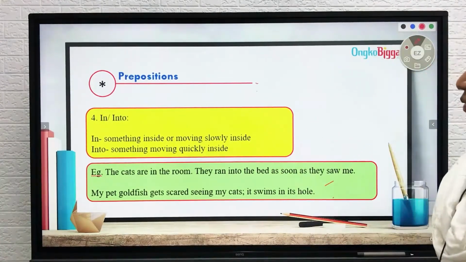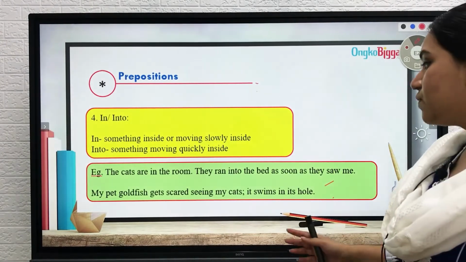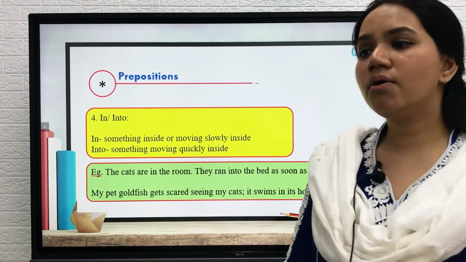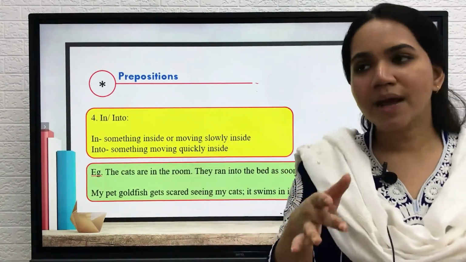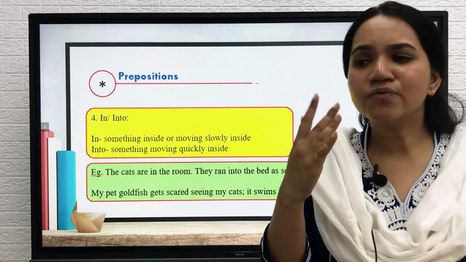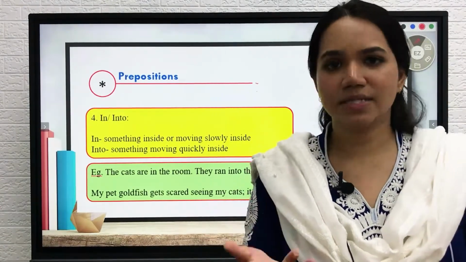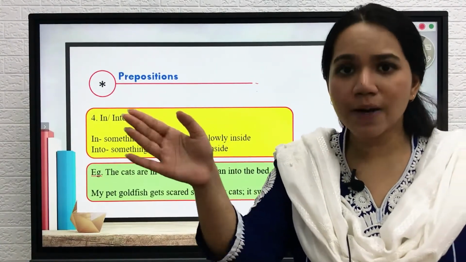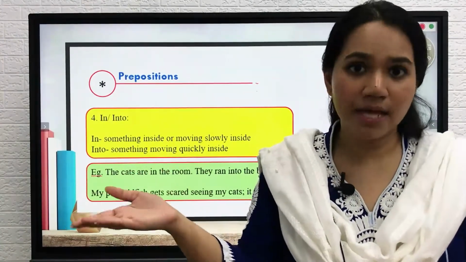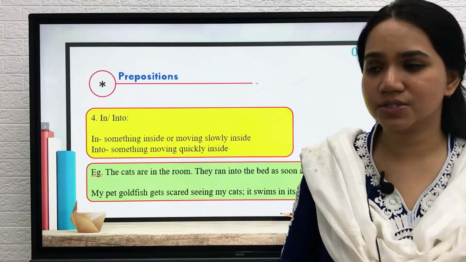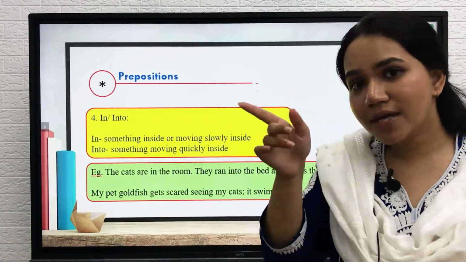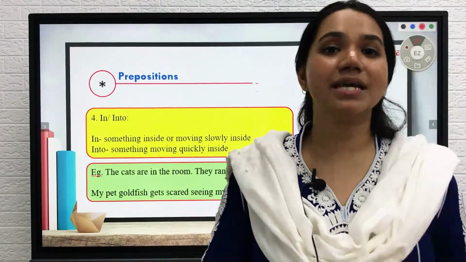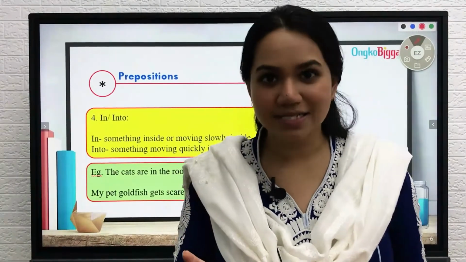And let's look at the next example. My pet goldfish gets scared seeing my cats. It swims in its hole. So, what does my pet goldfish do? We know fish are generally slower than cats. So, fish swim much slower than the fast speed of cats. So, we can say that the fish are slowly swimming in its hole, not into its hole, because they are not moving as fast as cats. Okay?